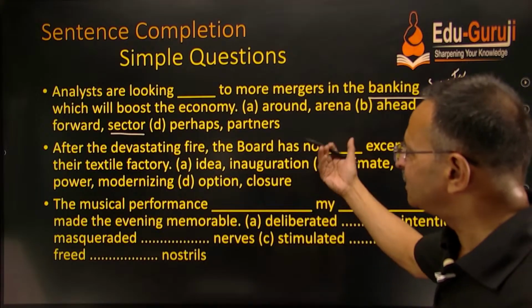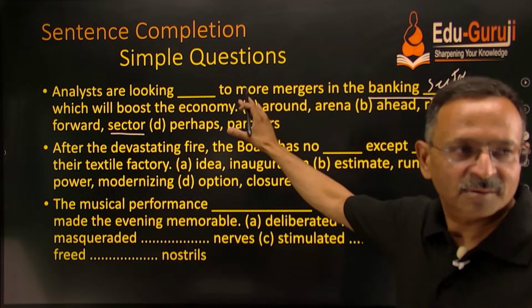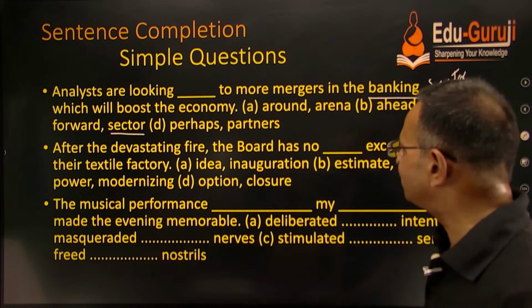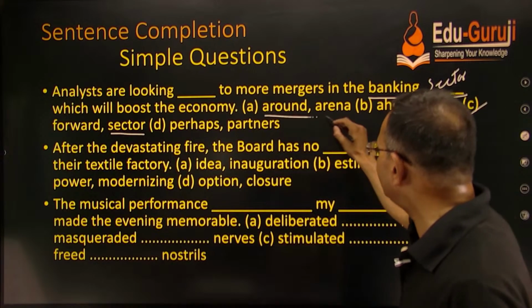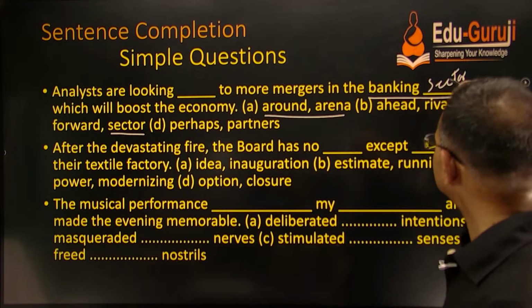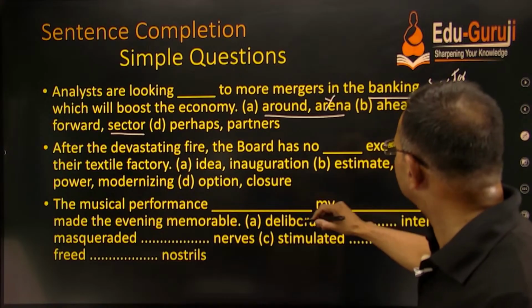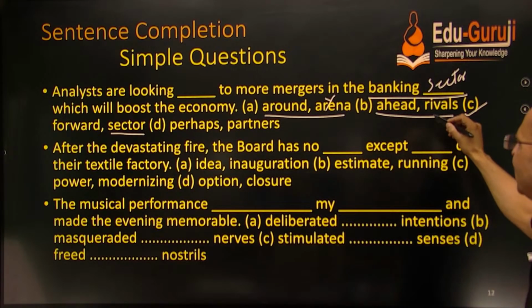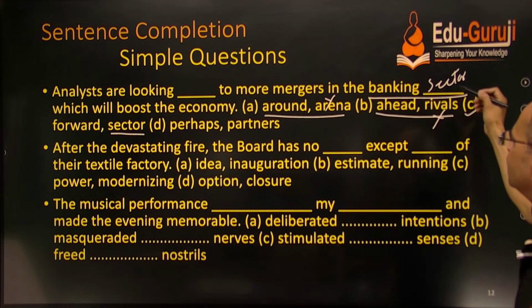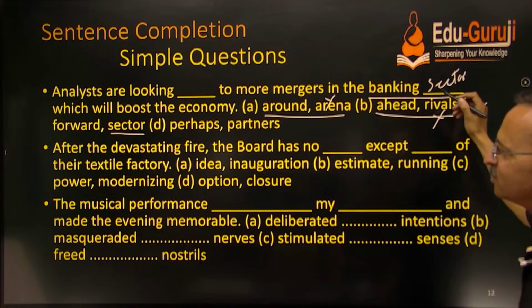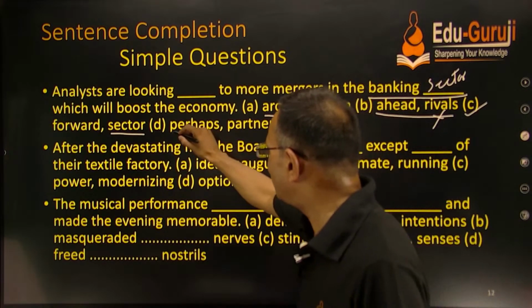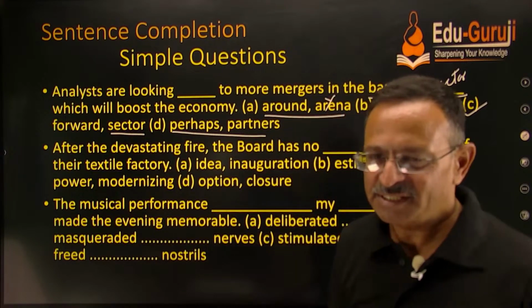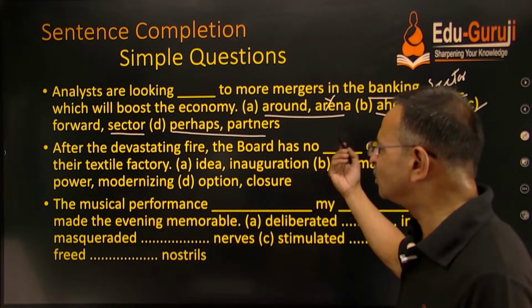But let's see from the options that we have given. Analysts are looking around arena. So it doesn't go with banking arena. No. Looking ahead, the rivals. No, you cannot merge with the rival, which will boost the economy. You'll not see. Perhaps in the partners. Obviously, this has no meaning at all.